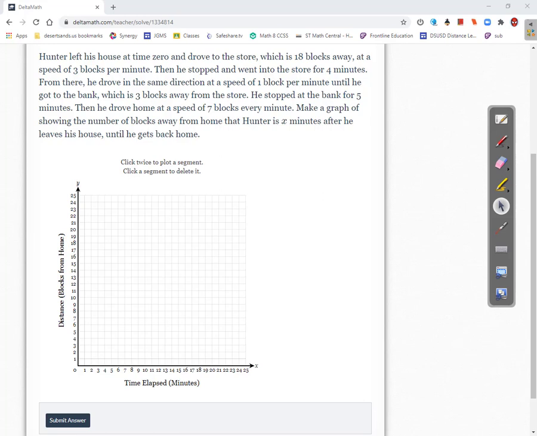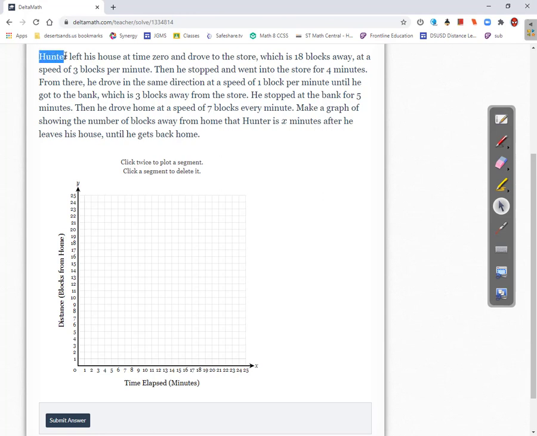So what we have is a context problem, but before we get started with the paragraph that tells us how to graph it, we should probably look at the graph. I'd like to point out that along the x-axis, it starts at 0 and goes over to 25. As we move to the right, our time elapsed or minutes increases. Along the y-axis, it starts at 0 and moves to 25. And as we go up, the distance or blocks from home increases.